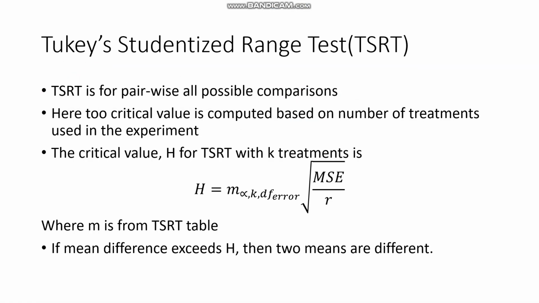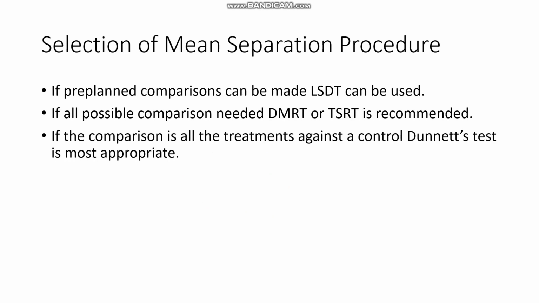Finally, we need to consider Tukey's studentized range test. TSRT is for all possible pairwise comparisons. Here one critical value is computed based on the number of treatments used in the experiment. So the critical value H is the TSRT value with K treatments. You can use Tukey's table to get this value and compute the critical value. If a mean difference exceeds H, then the two means are different. So the decision rule is equal for these three tests.